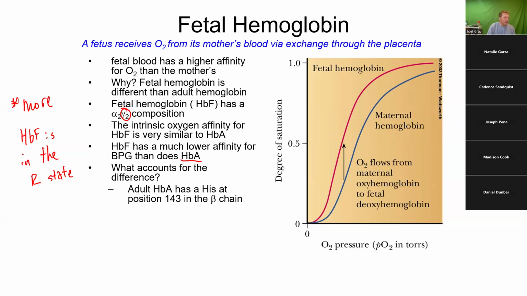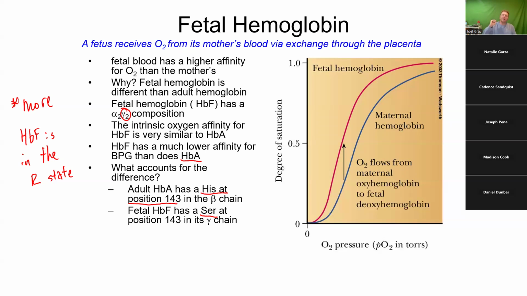Adult hemoglobin A has a histidine at position 143. I don't want you to remember that specific residue, but this leads us into our discussion on the next slide. HbF has a serine at that position. Now, this is one of the things that's important about amino acids. How would you classify these two amino acids? Are they N for nonpolar or P for polar? They're both P, polar. Okay.